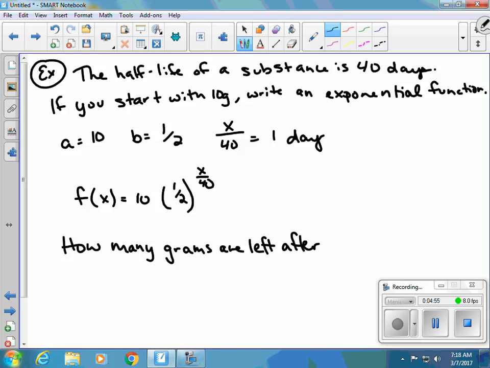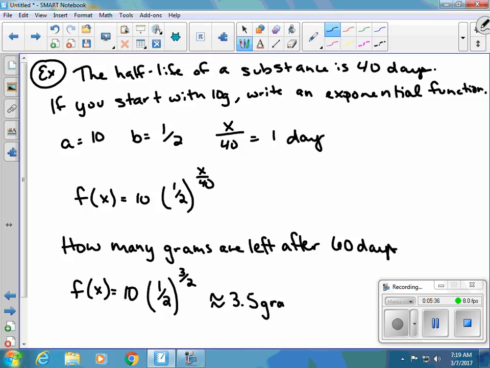So if I were to ask you, how many grams are left after, let's go with 60 days? We can enter this right in. Because we've taken care of that half-life with 40, we take that 60 over 40 to tell us how many true half-lives that is. So we've got 10 times 1/2 to the power of 3 over 2. I'll type this in because I can't do that in my head. 10 times 0.5 to the power of 1.5 gives us approximately 3.5 grams left.